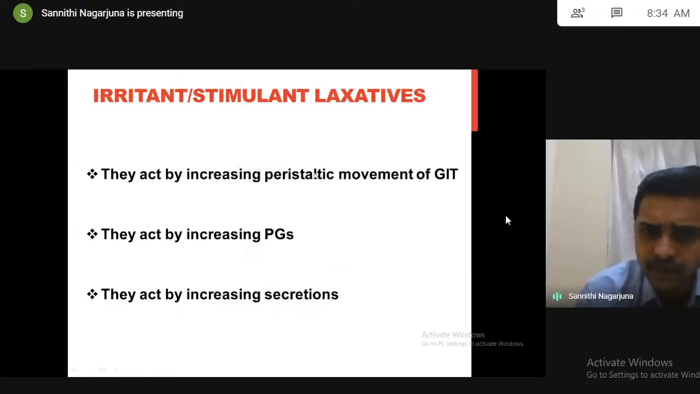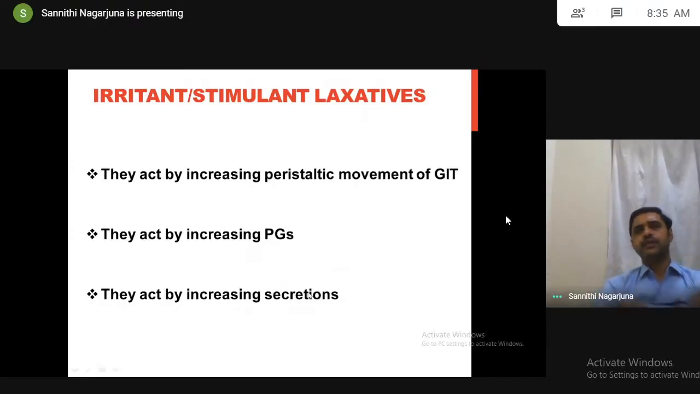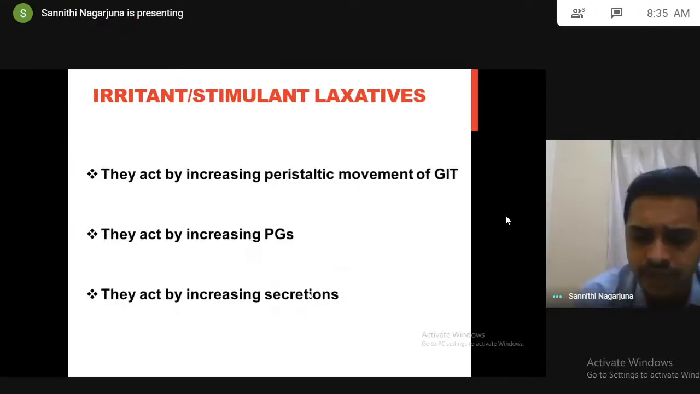They increase the peristaltic movement of GIT. They act by increasing prostaglandins. They act by increasing secretions. So which are called stimulant laxatives, by means of the stimulant mechanism. They increase the motility of GIT, they increase the prostaglandins, they increase the secretions. Why they are called irritant laxatives is that all these agents are highly irritating in the stomach.